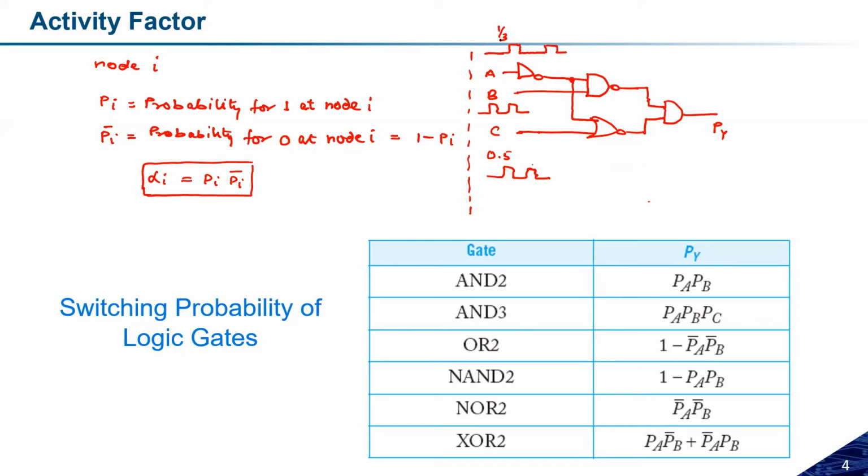Sir, what will be the output probability of the NOT gate? Because the NOT gate has a simple output, the output probability will be the same as whatever we have, because as the input switches from 0 to 1, the output will switch from 1 to 0. So the probability will be the same as the input one.